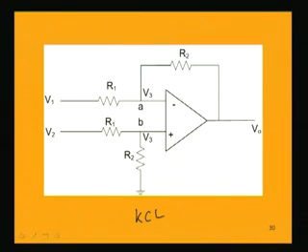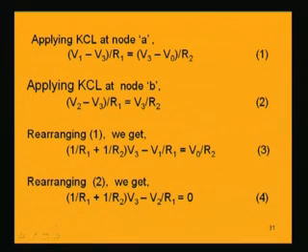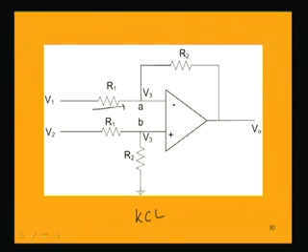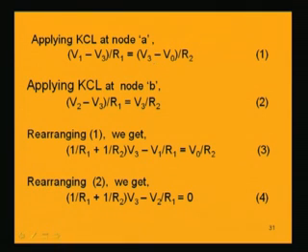So, what will be the Kirchhoff's current law being applied at node A? The sum of incoming currents equal to sum of outgoing currents. So, V1 minus V3 by R1, that is incoming in this direction, must be equal to the outgoing, which is V3 minus V0 by R2. So, V1 minus V3 by R1 is equal to V3 minus V0 by R2. This is applying Kirchhoff's current law at node A.